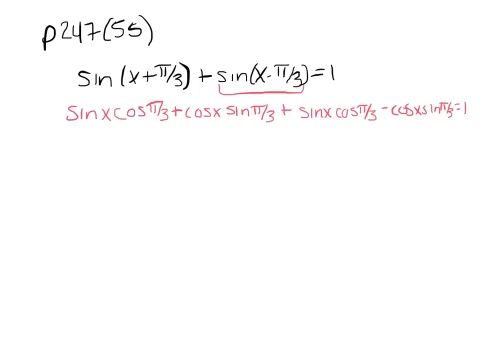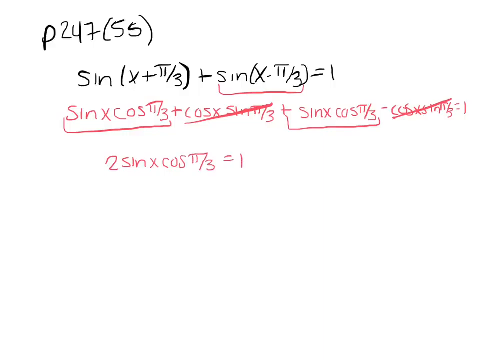Okay, now as I look through this, I'm going to see that I have cosine x sine of pi over 3 and then minus cosine x sine of pi over 3. Those are going to completely cancel out. And then as I look at these two, these are identical, so I'm going to have two of those. So I have 2 sine x cosine of pi over 3 equals 1.